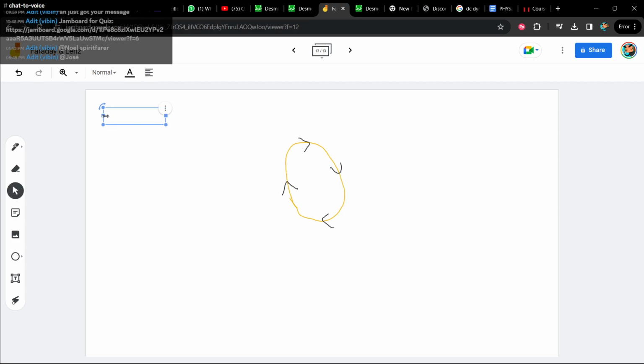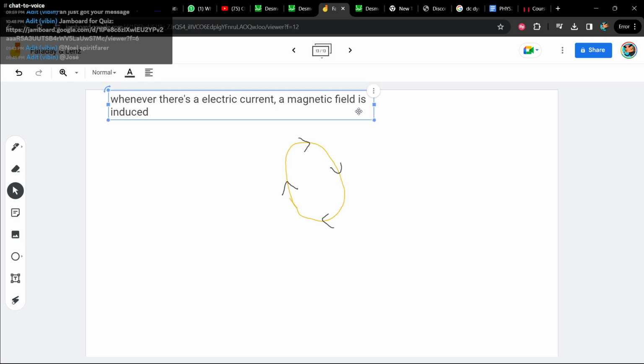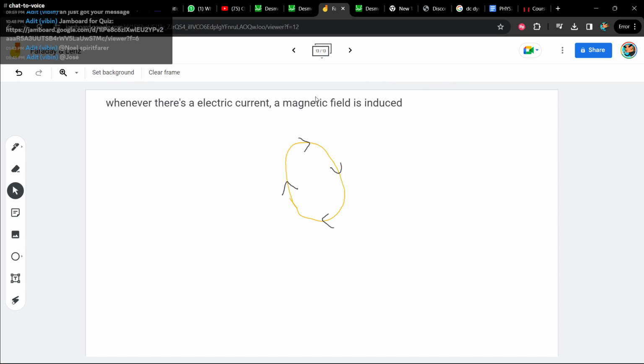So basically, whenever there's a magnetic current, no, sorry, not magnetic current. Whenever there's an electric current, a magnetic field will be induced. As for why, there is an explanation, but I won't go through that. But basically, what you need to know is that whenever there's an electric current, like for example in this coil, there will be a magnetic field induced by this coil.